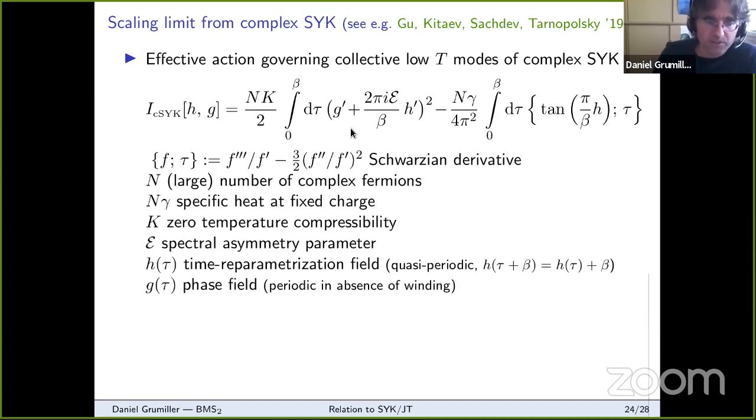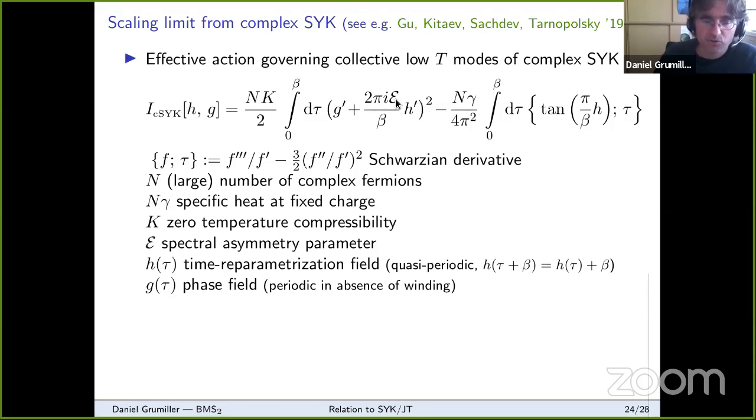So let me define all these quantities. These braces are the usual Schwarzian derivative. Without this first term, this would just be the usual SYK effective action. N is the number of complex fermions, which is assumed to be large, so that we have a gravity limit. N times gamma is the specific heat at fixed charge. So we see that we have to take the limit where this is going to infinity. K is the zero temperature compressibility. That's the factor in front of this first part of the action.